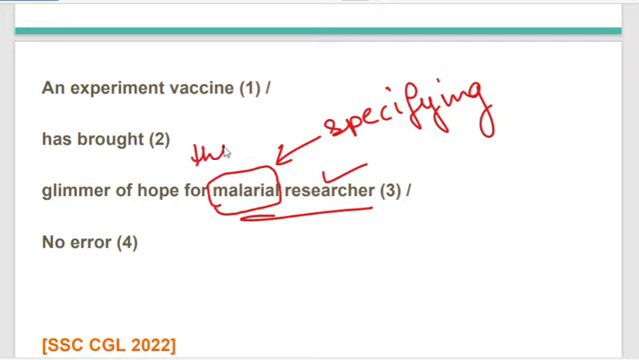Now the correct answer is we have to use the word the because we are specifying the category of researcher. So the correct sentence is an experiment vaccine has brought glimmer of hope for the malarial researcher. So the error is lying in part 3. I hope the sentence is clear to you. Moving to the next question.